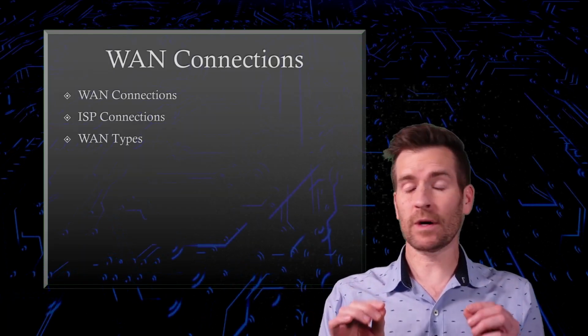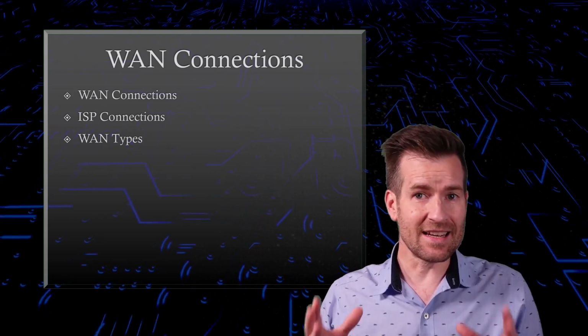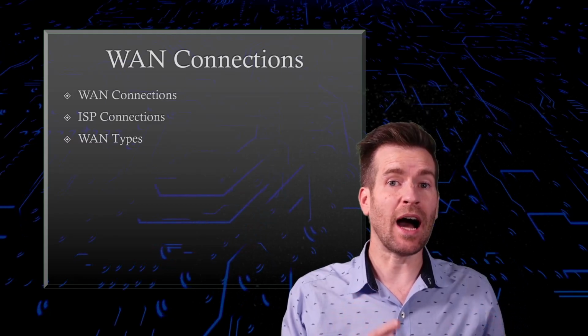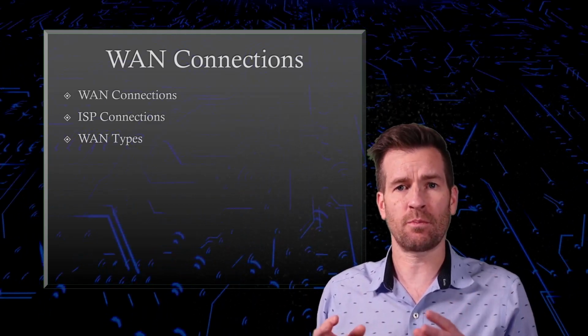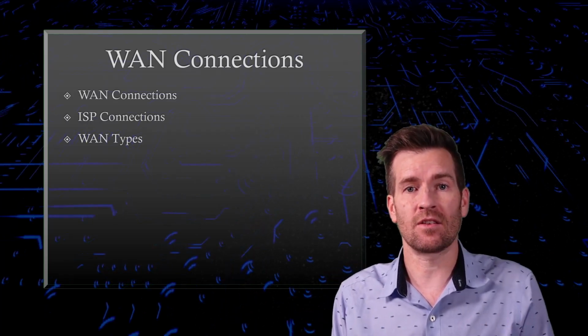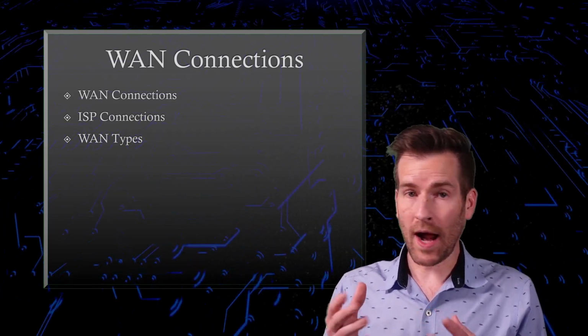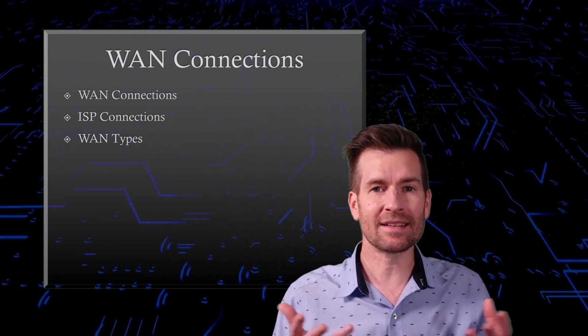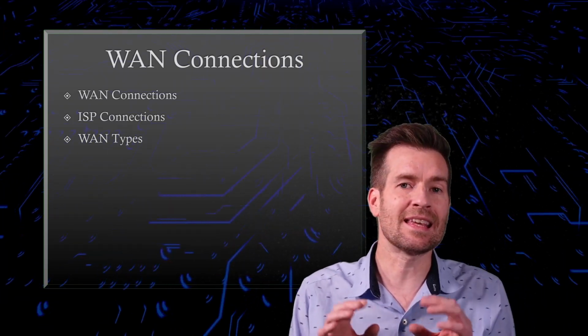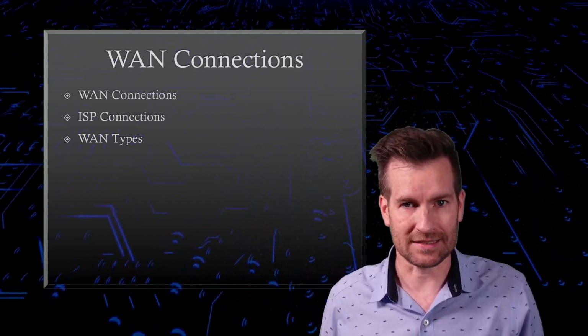In this video, we're going to start out by talking about WAN connections and what they look like. Then we're going to get into ISP, or Internet Service Provider connections, and what we specifically see with Internet Service Providers. Then we will wrap this up by talking about WAN types. What are some of the WAN technologies or types that you would see out there in the workplace?